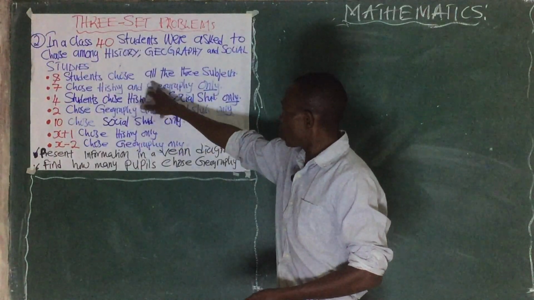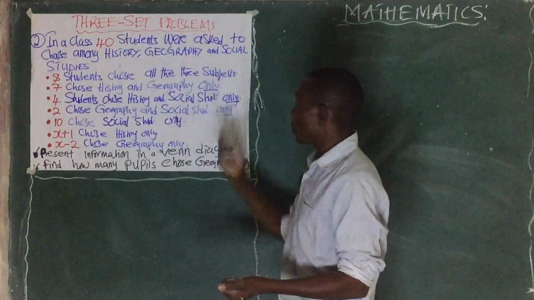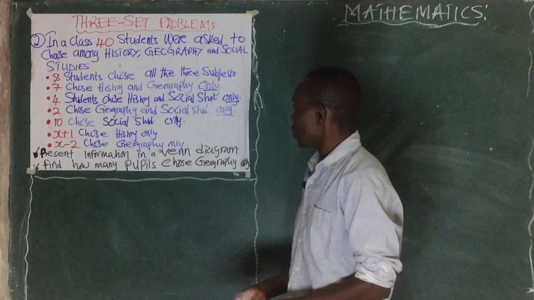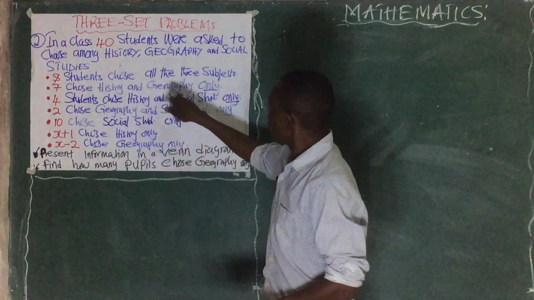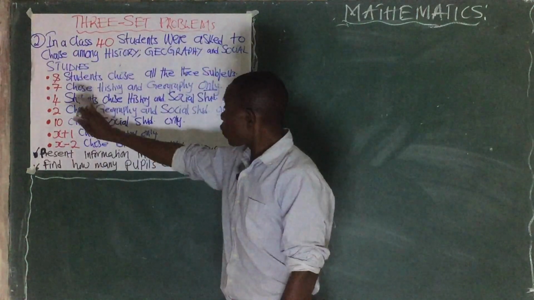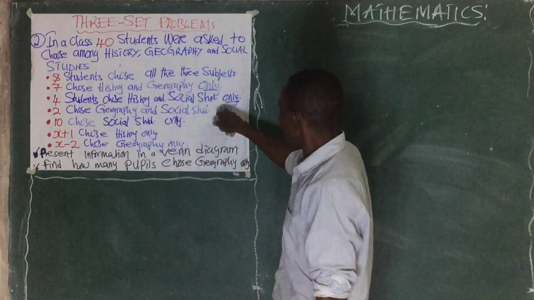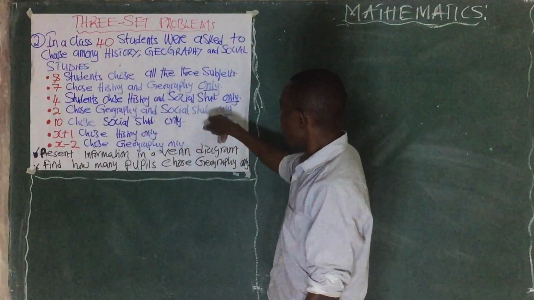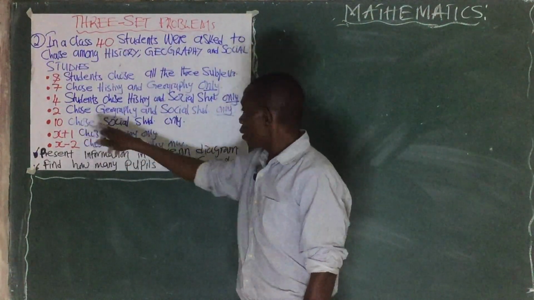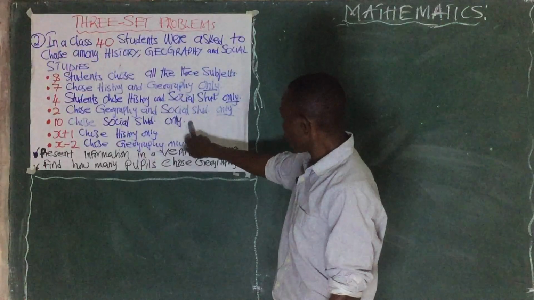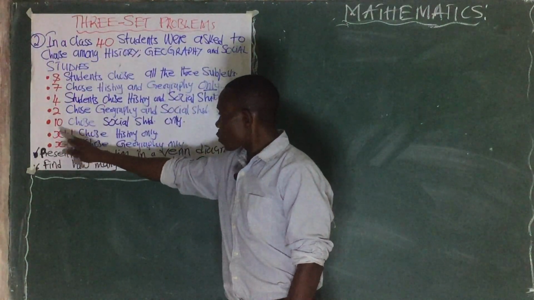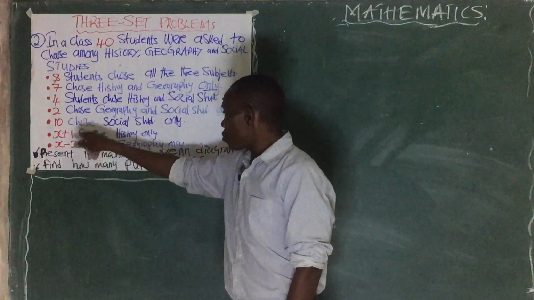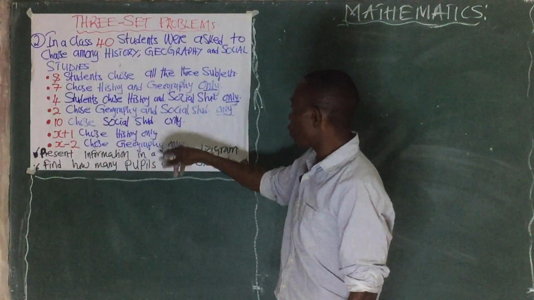It was found that 8 students chose all the 3 subjects. They say, I like all of them, history, geography, and social studies. 7 chose history and geography only. 4 students chose history and social studies only. 2 students chose geography and social studies only. 10 students chose social studies only. X plus 1 is an expression. It chose history only. X minus 2 students chose geography only.